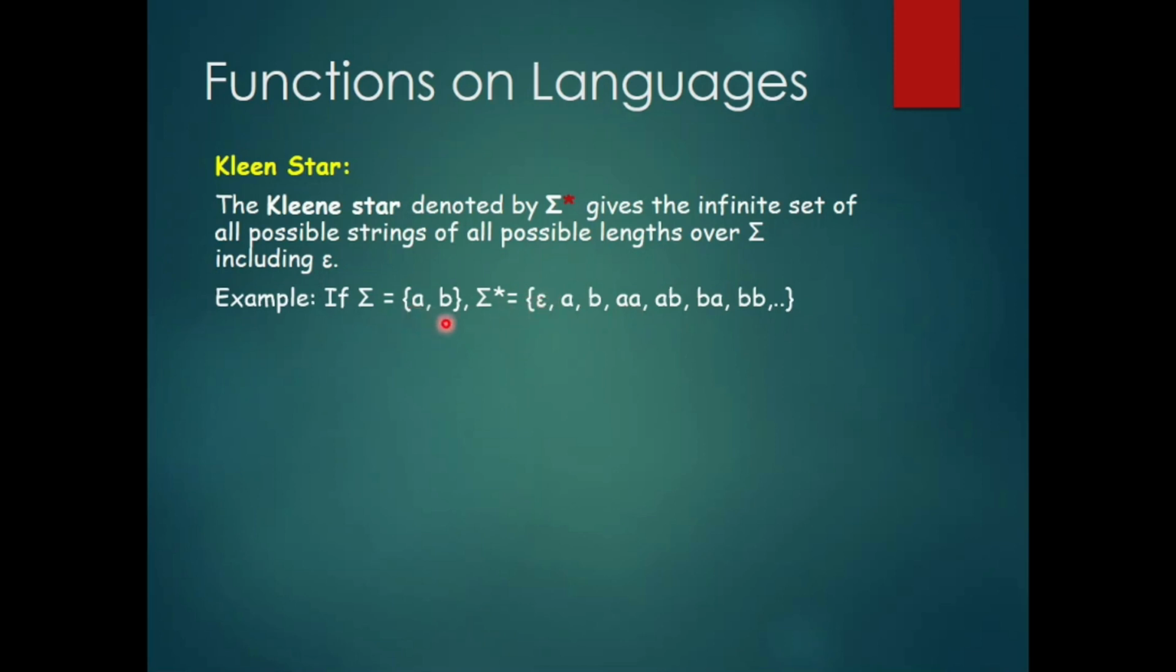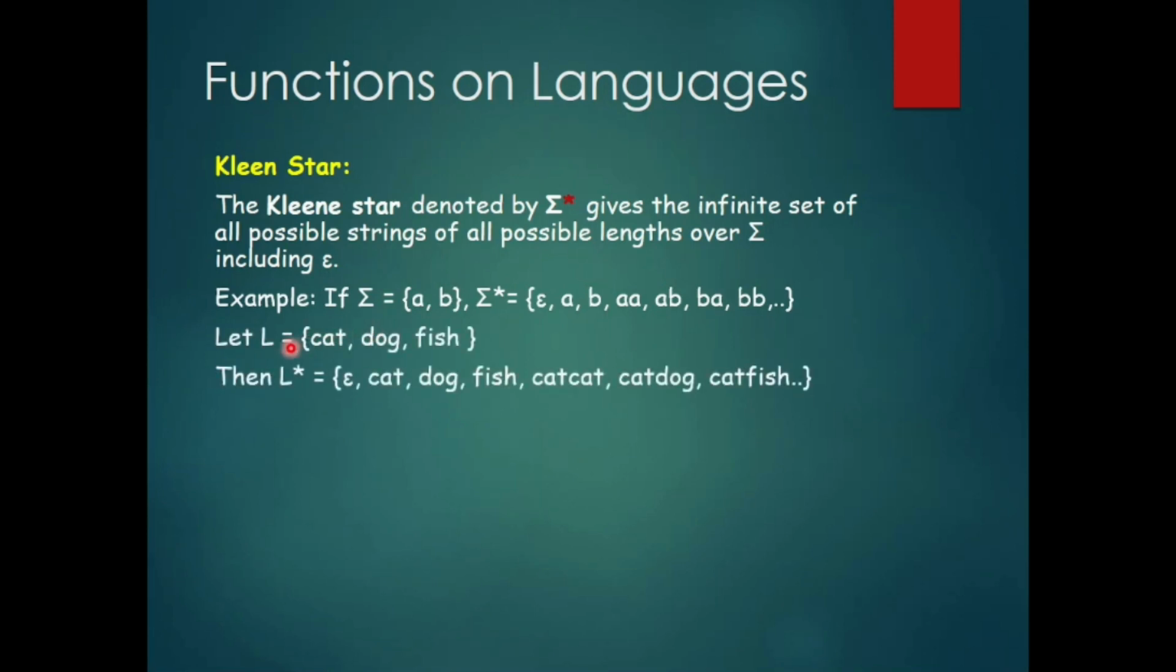This is a lexicographic enumeration of the given alphabet set. It starts with epsilon, then one occurrence of the alphabet set, followed by two occurrences and so on. So this gives an infinite number of possible sequences of symbols that can be constructed from the alphabet set sigma. Okay. Example, if L is equal to cat, dog and fish, then L star is epsilon, cat, dog, fish, cat cat, cat dog, cat fish and so on. So this goes up to infinity.